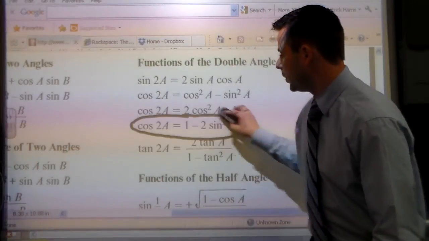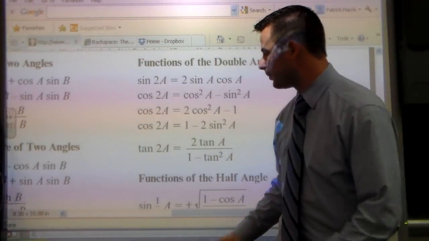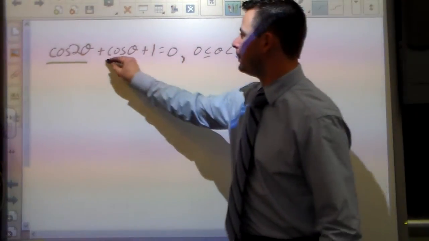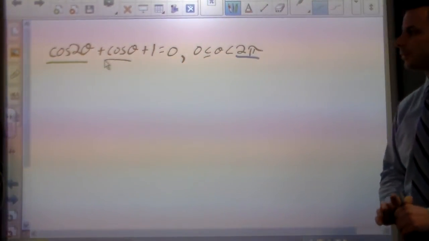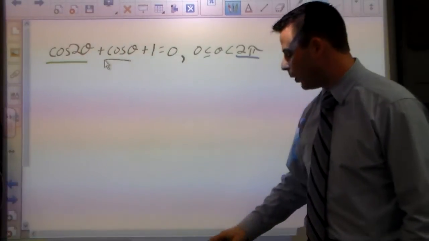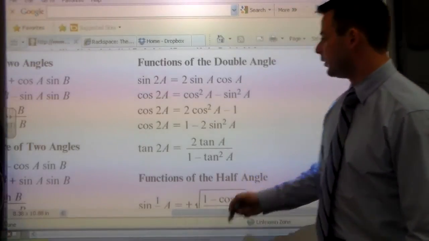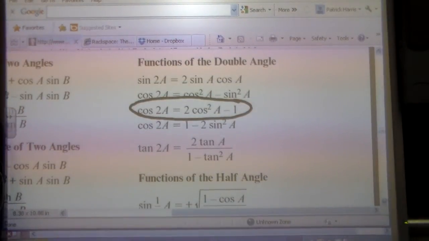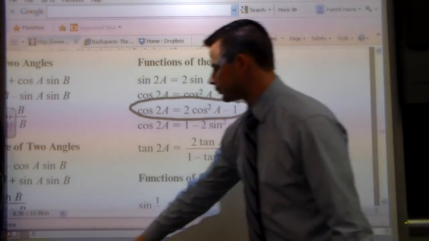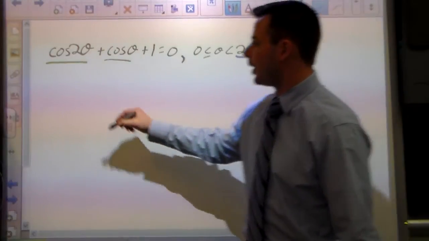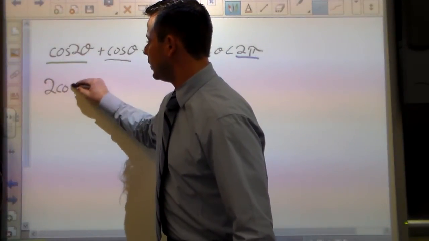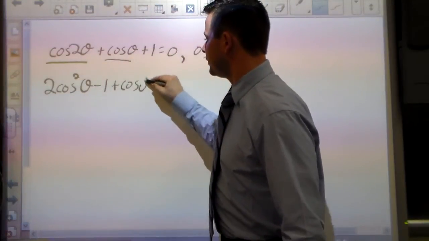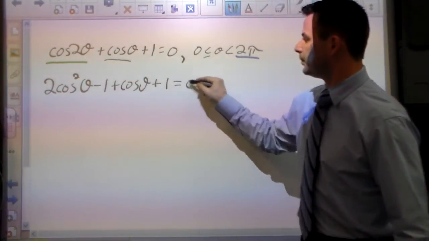So before, we were looking for a sine function. So take a look at this. Which function are we using here? Cosine. That's our first degree function. That will tell us what we want everything in terms of. So in this case, we're going to use this identity here. 2 cosine squared minus 1. So not cosine 2 theta, 2 cosine squared theta minus 1. And then copy the rest.